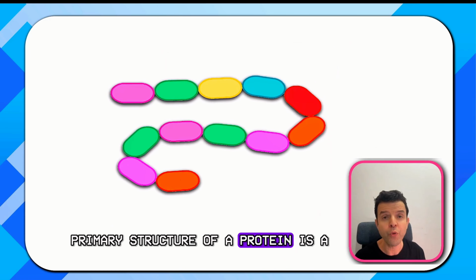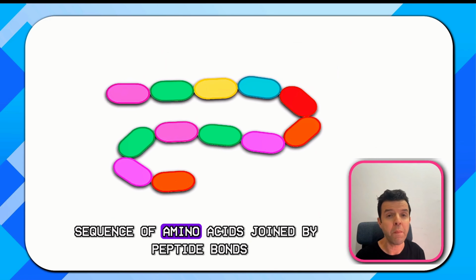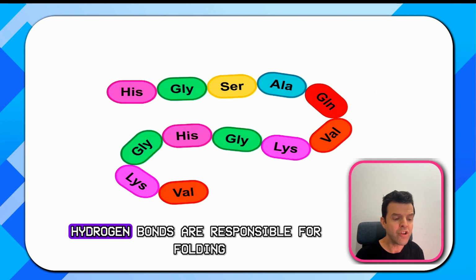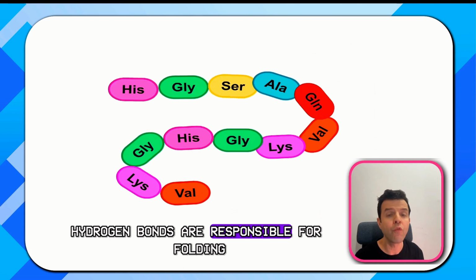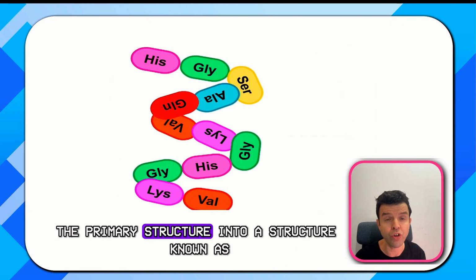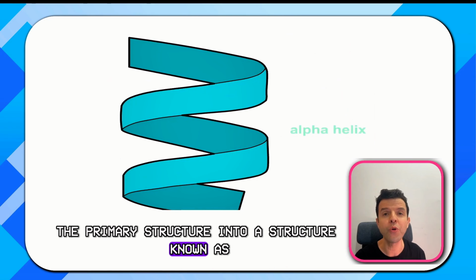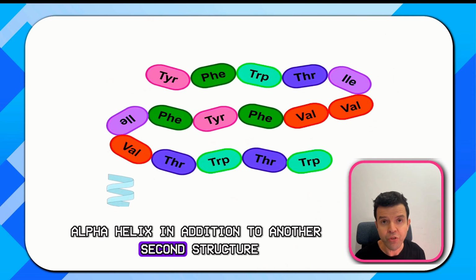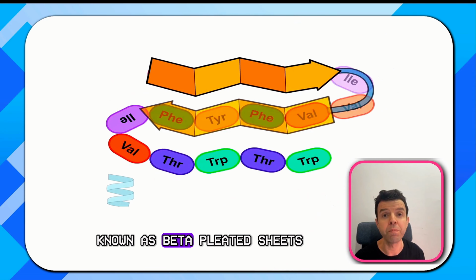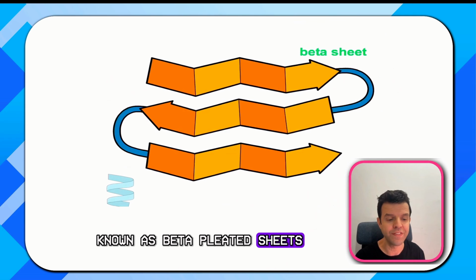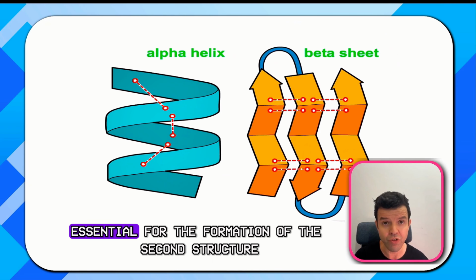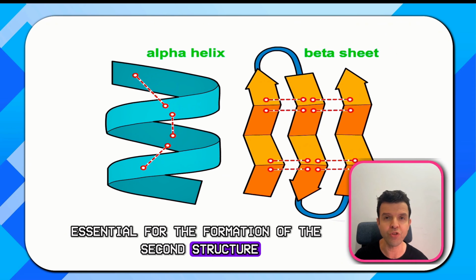Primary structure of a protein is a sequence of amino acids joined by peptide bonds. Hydrogen bonds are responsible for folding the primary structure into a structure known as alpha helix, in addition to another secondary structure known as beta-pleated sheets. Both alpha helix and beta sheets are essential for the formation of the secondary structure.